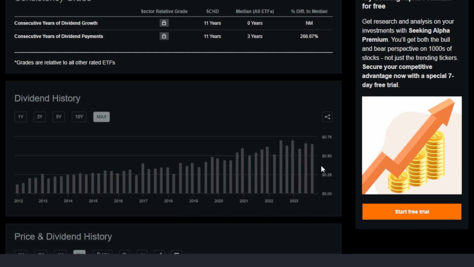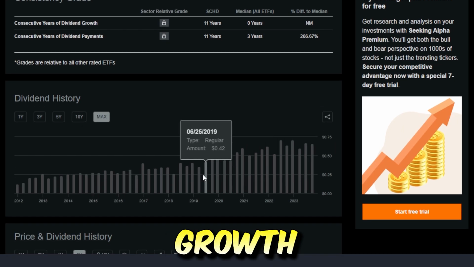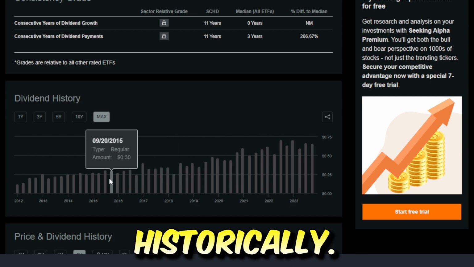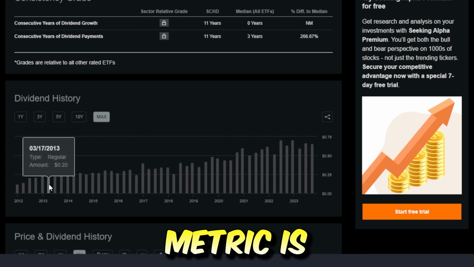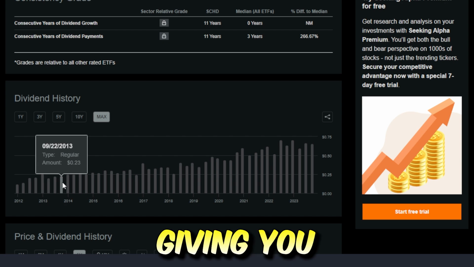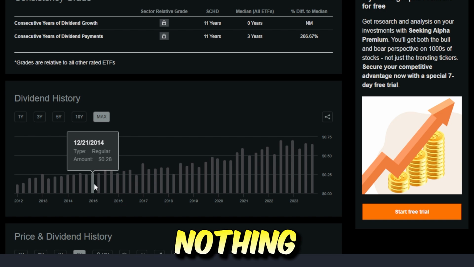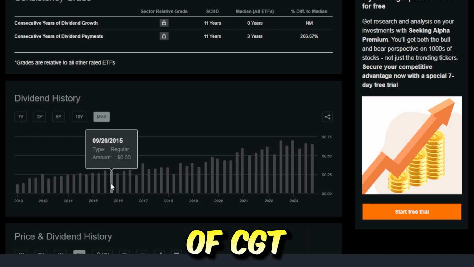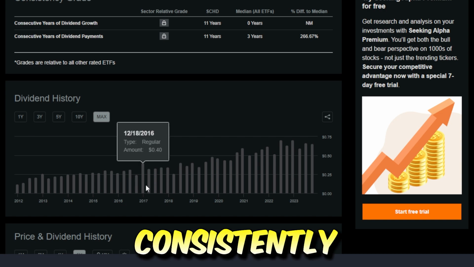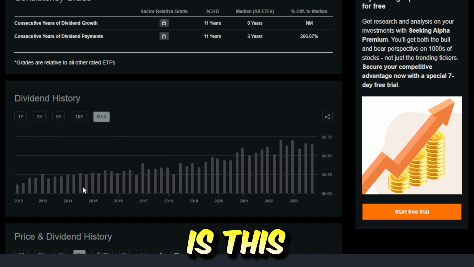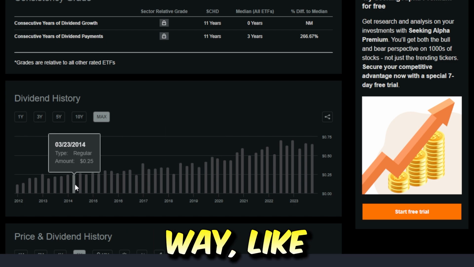So now going back to SCHD and looking at the dividend growth as far as dividends paid historically, the reason why this metric is a cheat code is that it's basically giving you, as an investor, a raise for doing absolutely nothing on your same exact shares of SCHD over time, consistently, as the years go on. Now, why is this important? Think about it the same way as your job.